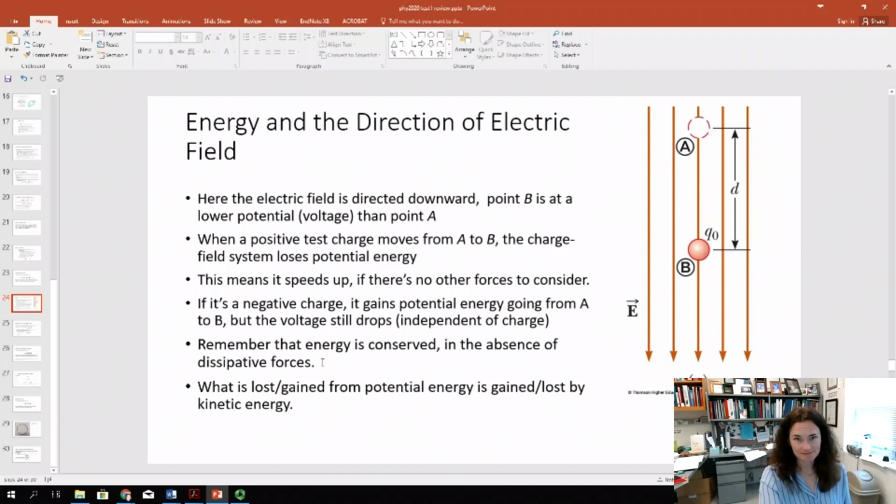Now, doing these kinds of problems, we had some where we placed point charges in fields and watched how they move. Remember that if you have a change in potential energy, then you can use that in conservation of energy. If there are no dissipative forces or other forces to consider, then any potential energy that's gained or lost is lost or gained by the kinetic energy. So you can use conservation of energy to solve these kinds of problems.